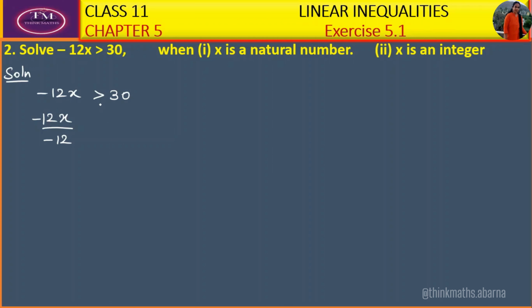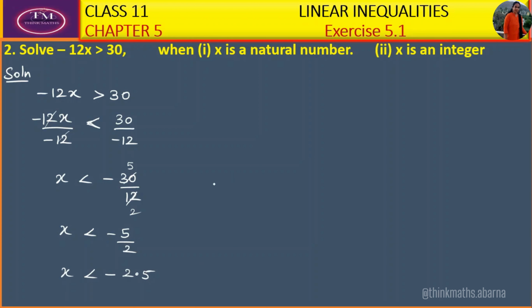That is the rule in inequalities. So as we are dividing by a negative number, the inequality will reverse. So greater than will become less than. So it is 30 divided by minus 12. So minus 12 gets cancelled. So x less than minus 30 by 12. So in which table can we cancel this? I think it can be cancelled by the 6 table. 2 6s are 12, 5 6s are 30. So x less than minus 5 by 2. Minus 5 by 2 is nothing but minus 2.5. Okay. So x is less than minus 2.5.